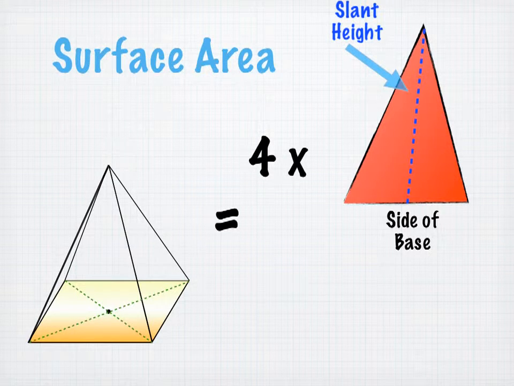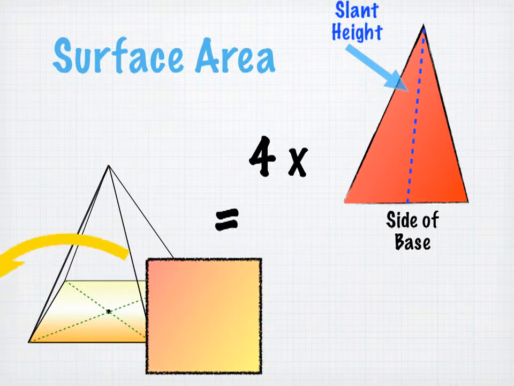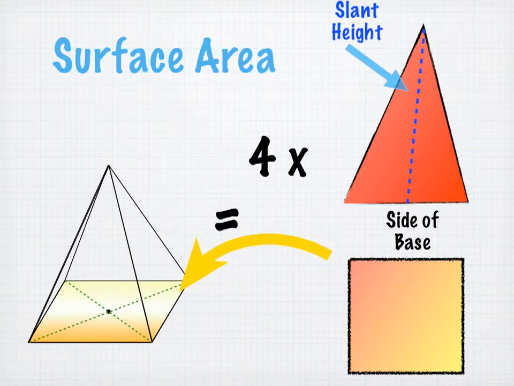Well, we have 4 of these, so all we really need to do is find the area of a lateral face, multiply it by the number of faces, in this case 4, then also find the area of our base, which in this case, and in all cases with pyramids, we only have 1.